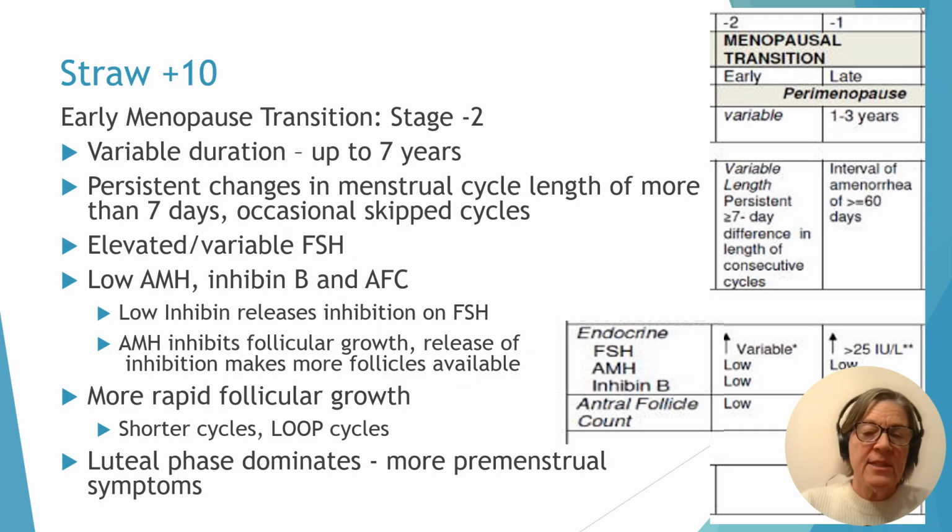When you start to see these shorter cycles, it's the follicular phase that's shortening. The luteal phase is very constant at about 14 days. And so because of the shortening of the follicular phase, the luteal phase takes up more of the time. So we call that a luteal phase dominance. And during this time, a lot of women will complain of worse severity of premenstrual symptoms.